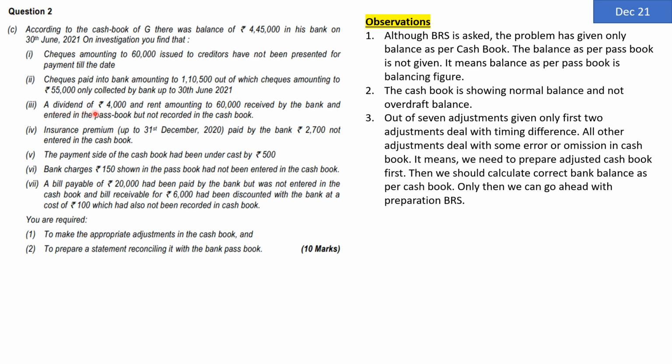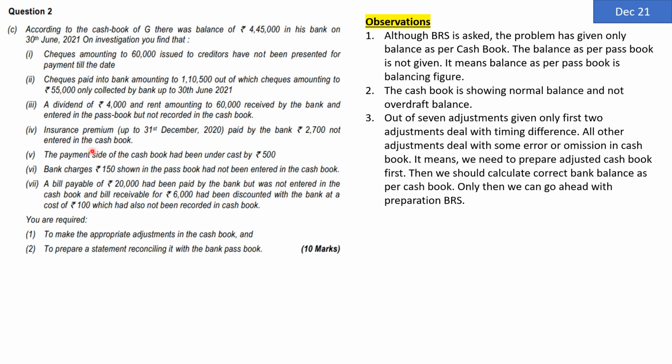Adjustment number 3 tells you dividend of 4,000 and rent amounting to 60,000 received. Dividend is received, rent is received by the bank. That means it is received directly by the bank. So who knows it first? Bank knows it first. Entry must be there in the passbook, but it is not intimated to the cashier. Therefore, the cash book is not having the entry for the same. We will record it on the debit side of cash book.